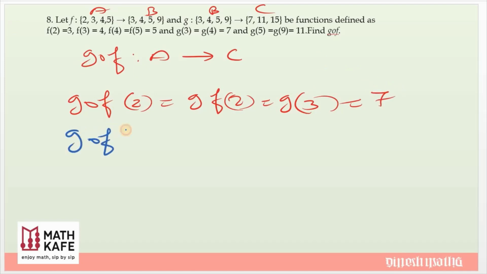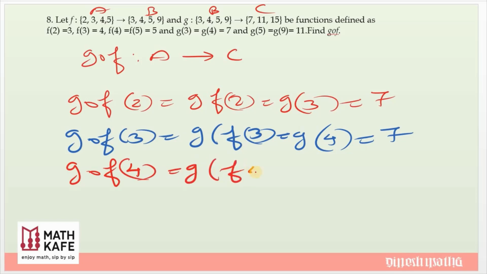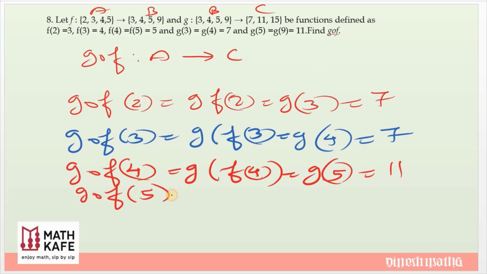Now we need to go for g of f of 3. What is f of 3 again? Look at the question, it says 4, and g of 4 is again 7. Now the next value, g of f of 4. F of 4 is 5, and g of 5 is 11. Now the last element, g of f of 5. F of 5 is given as 5, and g of 5 is also 11.